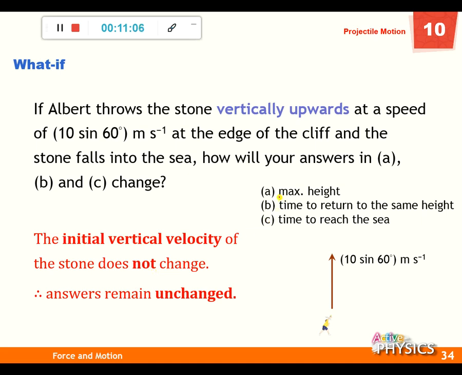Because there's no change, what will happen? In the previous one, I showed you that maximum height depends on the vertical part. Vertical part means the initial vertical velocity. But this one, in this question, does not change. So maximum height, no change. And also the time of flight, no change again. Then that's all.